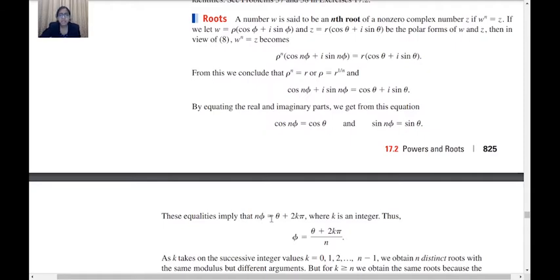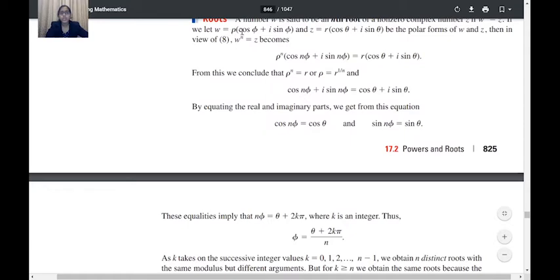So n phi is equal to theta plus 2k pi. From this, what will be the value of phi? Phi will be nothing but theta plus 2k pi by n. So what have we got? We have obtained that if w is written as rho into cos phi plus i sin phi, then rho is nothing but r raised to 1 by n. So we replace it there, and we replace phi by theta plus 2k pi by n.